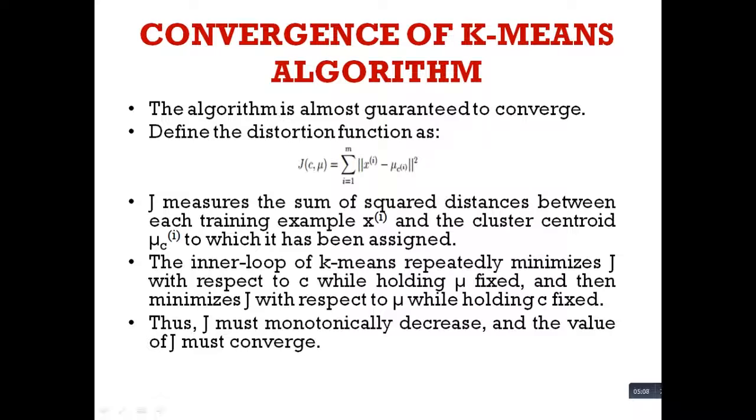Let's define the distortion function J to be the sum from i equals 1 to m of the norm of x_i minus mu_c(i), the whole squared. We can see that J measures the sum of squared distances between each training example x_i and the cluster centroid mu_c(i) to which it has been assigned. The inner loop of k-means repeatedly minimizes J with respect to c while holding mu fixed, and then minimizes J with respect to mu while holding c fixed. Thus, J must monotonically decrease, and the value of J must converge.